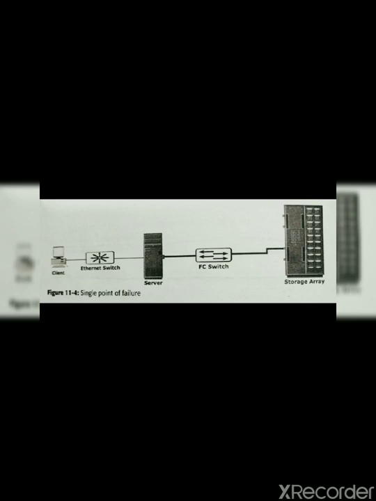Now let us discuss the different possibilities of single point of failure in this diagram. For this scenario, it may happen that your Ethernet switch, that is your IP network, may fail. Your server itself may fail. Your fiber channel switch network may fail. Or your storage array port or the storage array itself may fail. So these are the possibilities of single point of failure present in this current scenario.